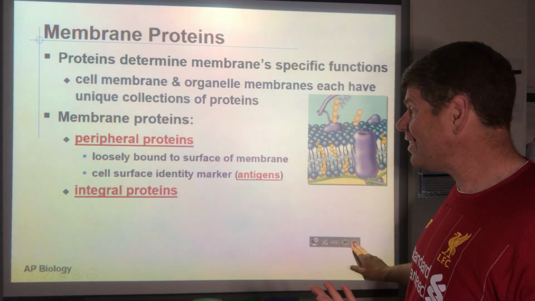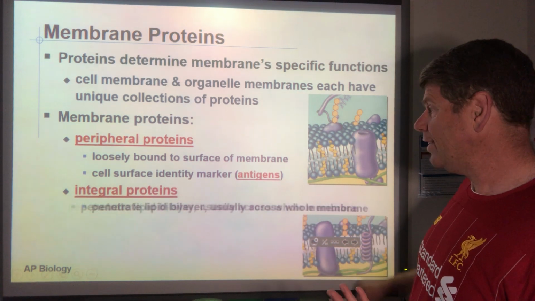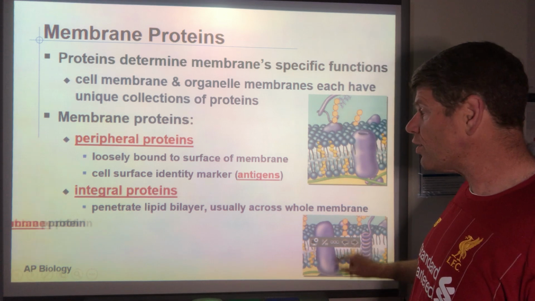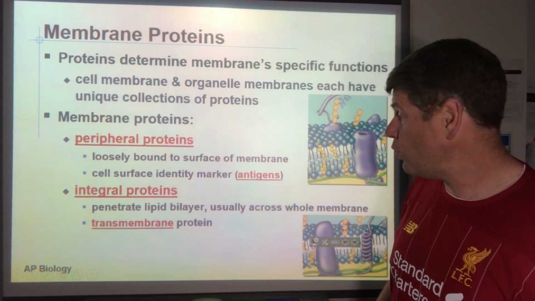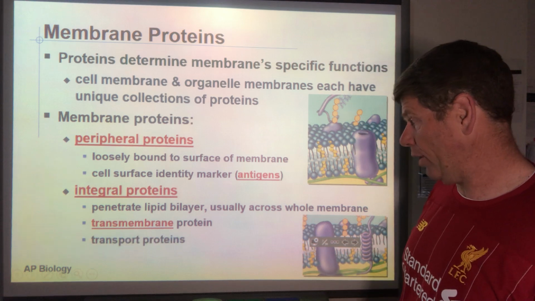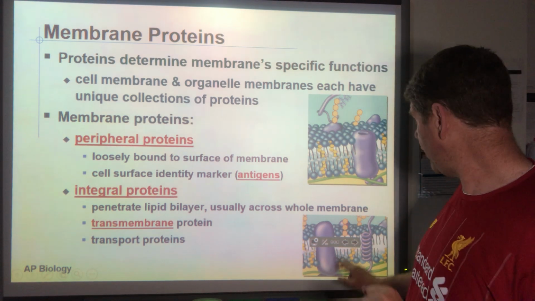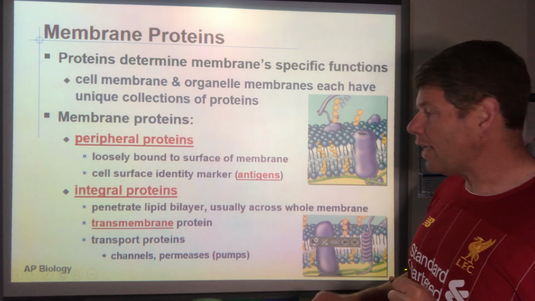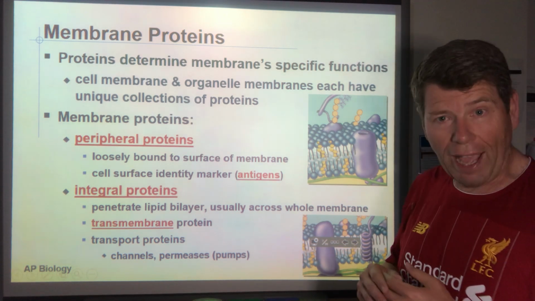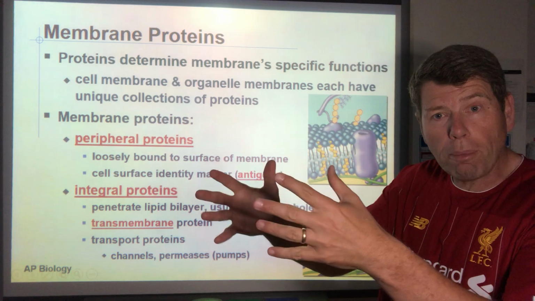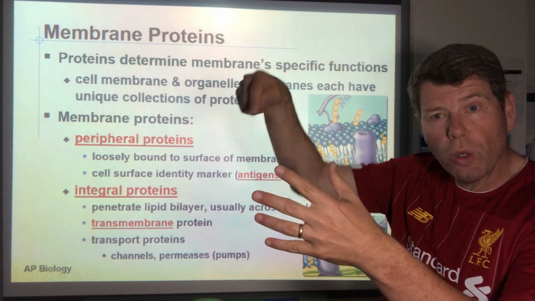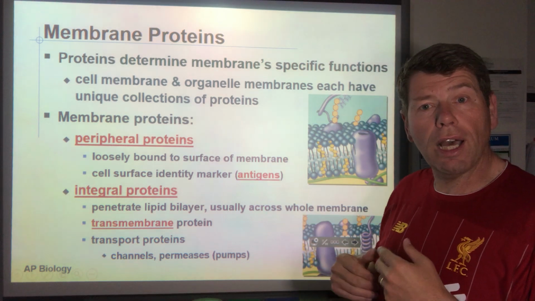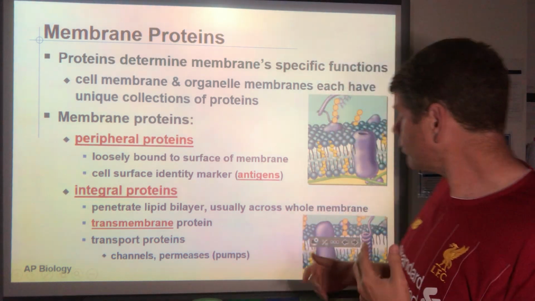We also have integral proteins, and integral proteins might penetrate the lipid bilayer. They might go across the whole membrane. They're quite often used in transport, and we're going to be talking about that as we go through this chapter. Some of these proteins act as what we would call channels. So they kind of open up a way for molecules to move either in or out of the cell, or some of them act as pumps.